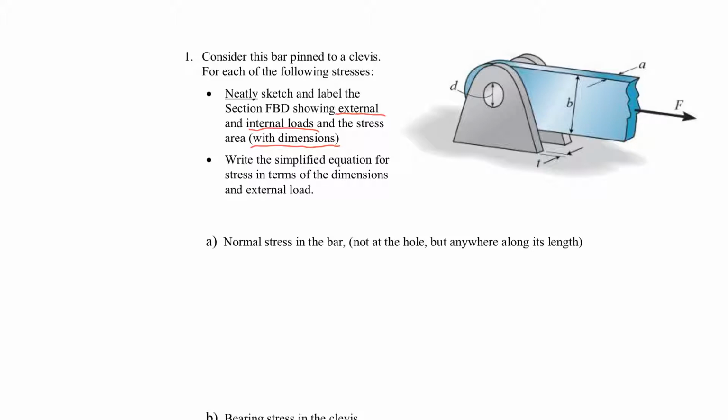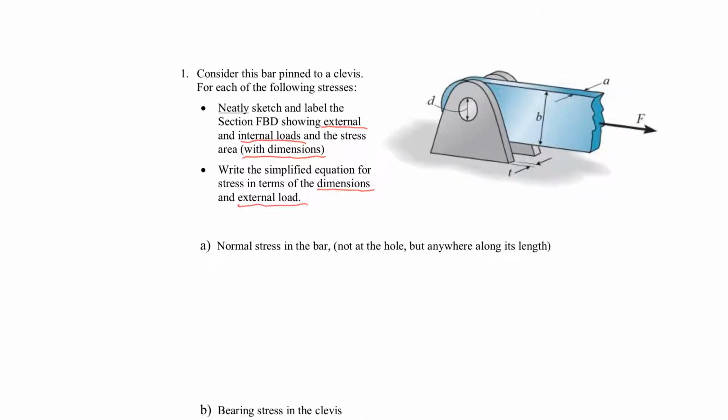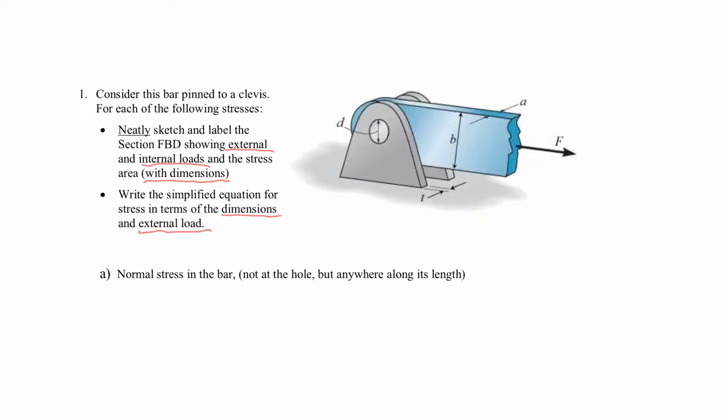And then write the equations for the stress in terms of the dimensions, and the dimensions are A, B, T, and D, and the external load, which is F, as well as the reaction loads. If there's the external load F here, there must also be a reaction load at the bottom of the clevis, also equal to F for what it's worth. There must also be a moment operating this way at the bottom of the clevis. That doesn't really concern us much for our stress calculations.